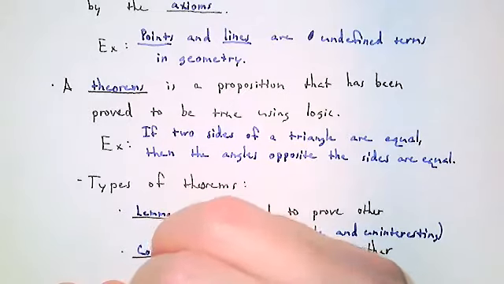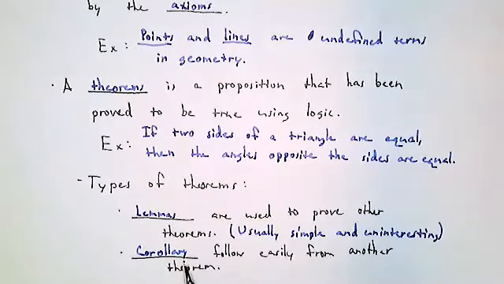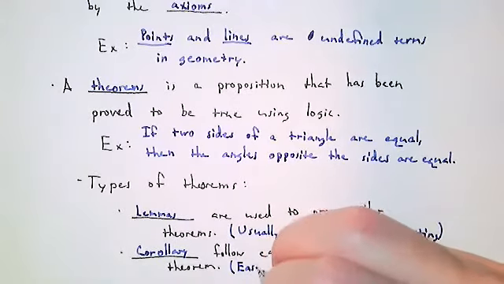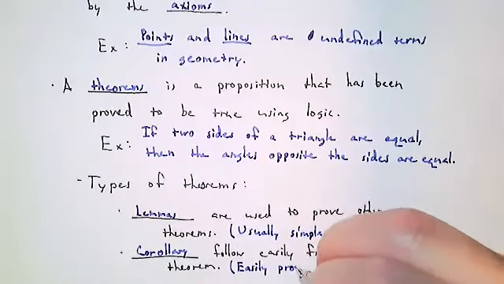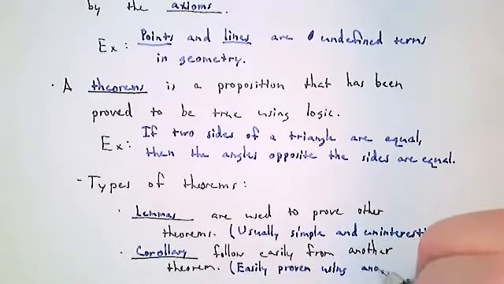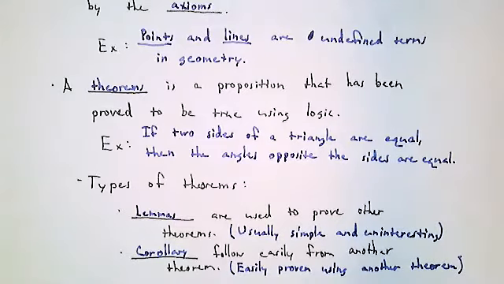And the other type of theorem that you'll often see is called a corollary. And these are theorems that are easy to prove if you know another theorem. Okay, so are there any questions at this point over any of these concepts before we move on to a few more examples?